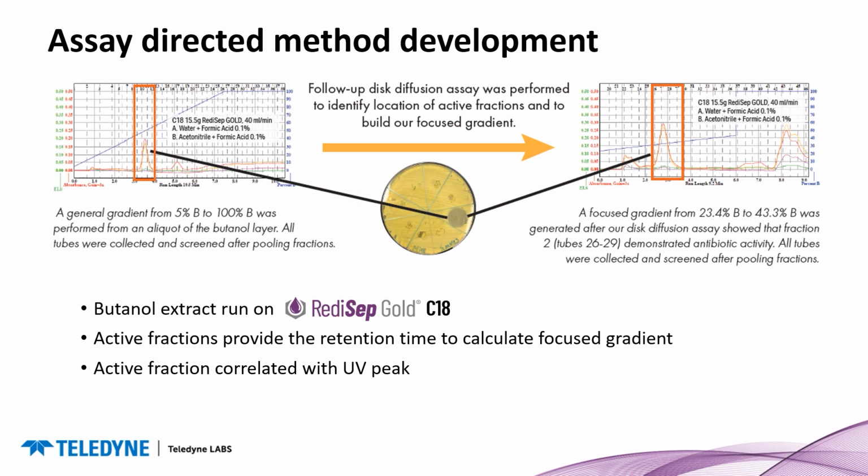The active fractions corresponded to a UV detector peak in this particular case. The retention time allowed calculation of a focus gradient, providing a compound better than 95% pure. This example shows how running the scout gradient on the preparative system can be helpful because enough sample can be loaded for the assay. This will also work for other bioassays such as inhibition studies, which is something that cannot be done with bioautograms. Assay-directed method development combines assay-directed fractionation with method development.